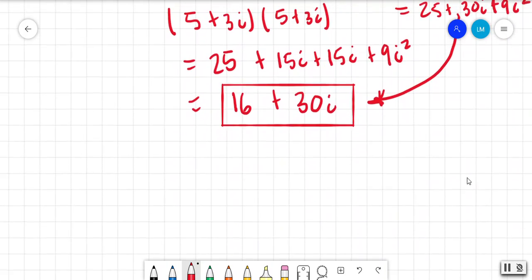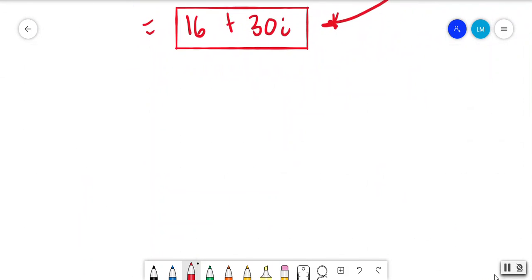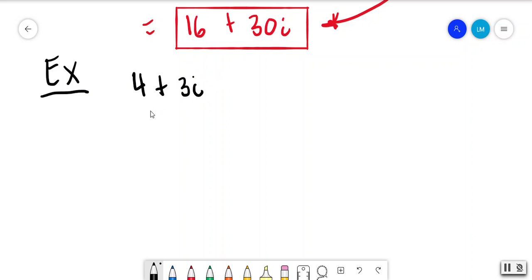Now, normally I probably would do an example of a complex conjugate, but what I want to do is look at how I can divide a complex number. So let's say that you have 4 plus 3i, and then let's say that this is divided by 3 minus 4i.